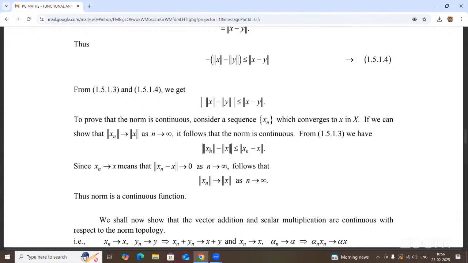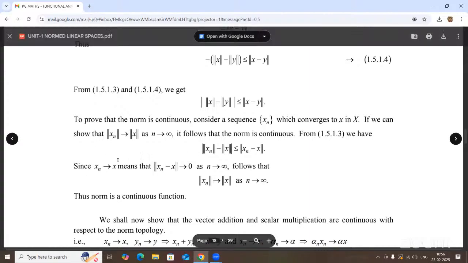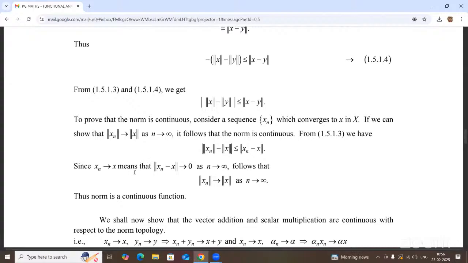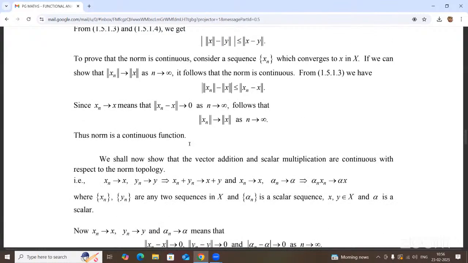Okay. Mod of norm xn minus norm x is less than or equal to norm xn minus x. So xn converges to x. It means that norm xn minus x converges to 0 as n tends to infinity. It follows that norm xn converges to norm x as n tends to infinity. Finally, given this, thus norm is a continuous function.